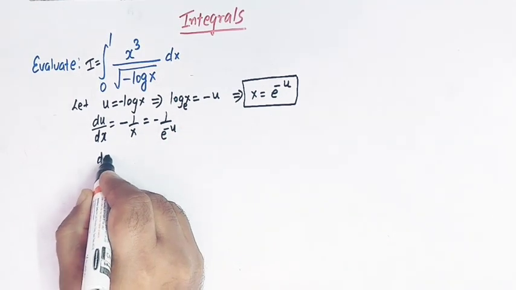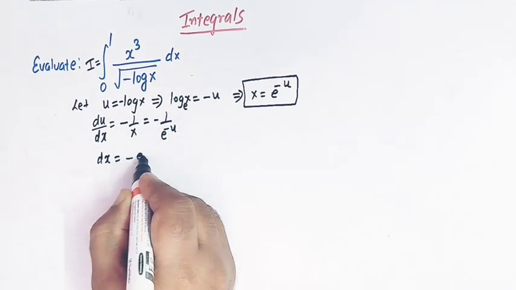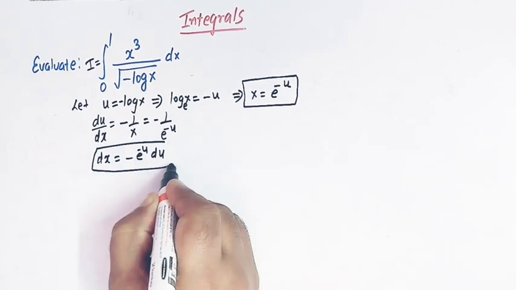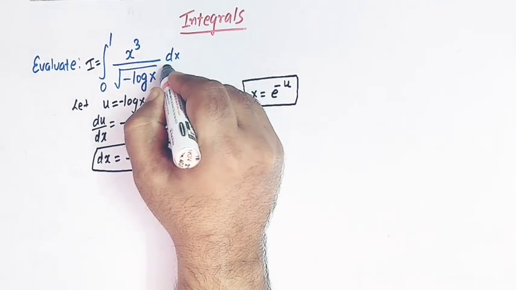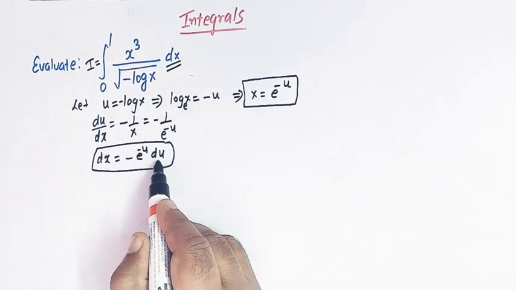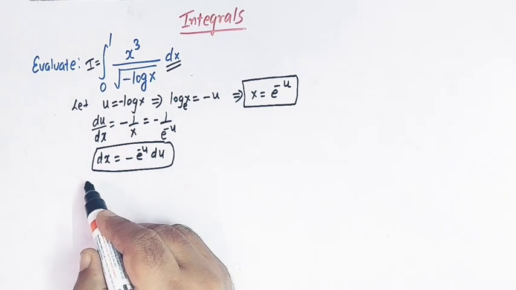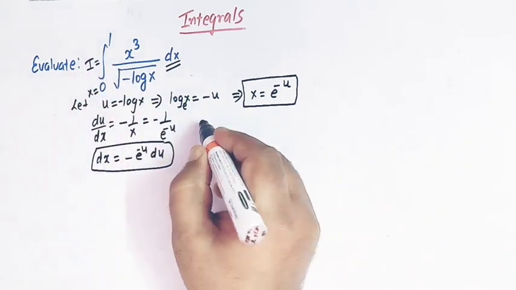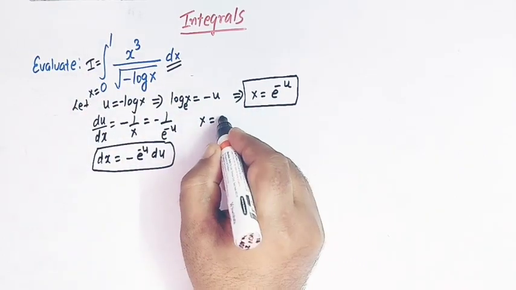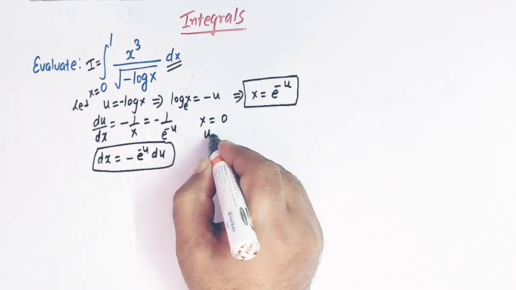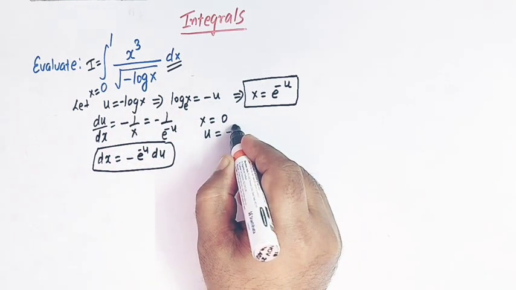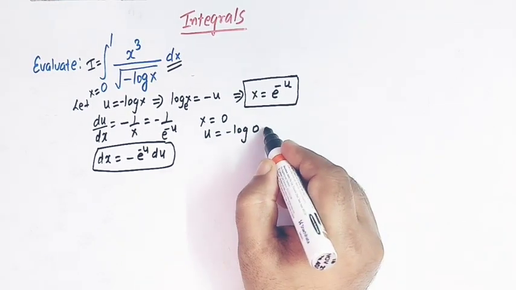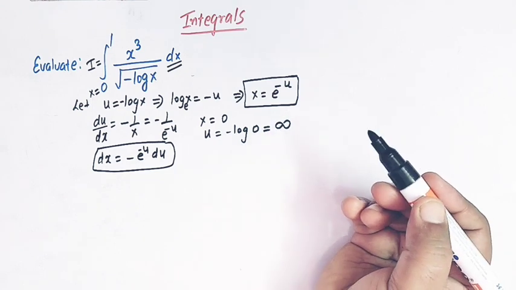So now dx can be written as negative of e raised to minus u du, right? Okay. So now we have obtained the value of dx in terms of u. Now let us change the limits accordingly, right? So here x varies from 0 to 1. So when x is 0, then u is negative of log of 0, right? And we know that log of 0 is not defined, so this is infinite, right?